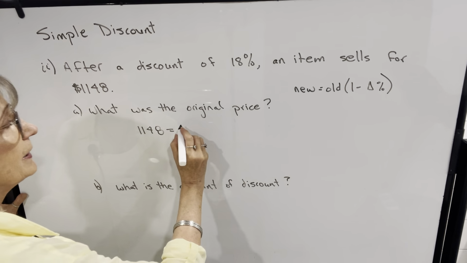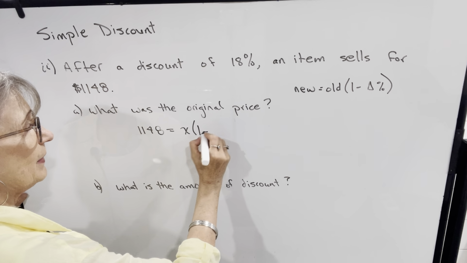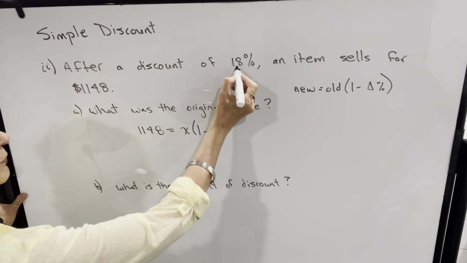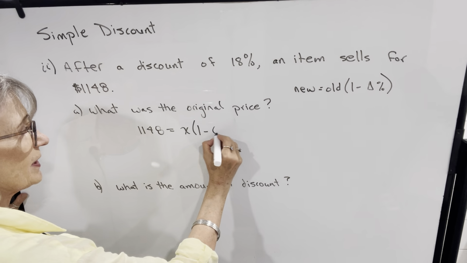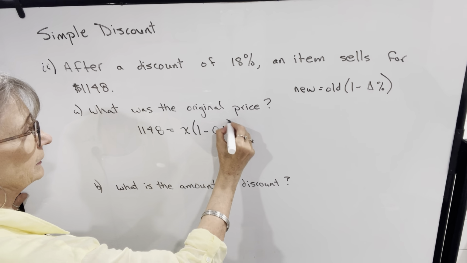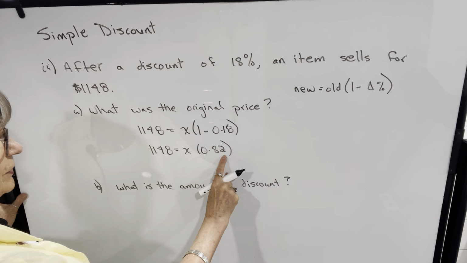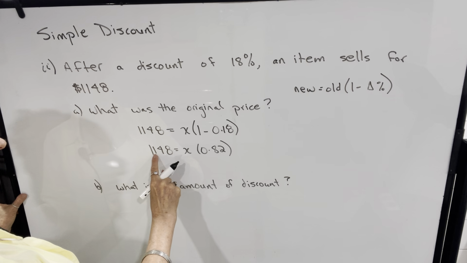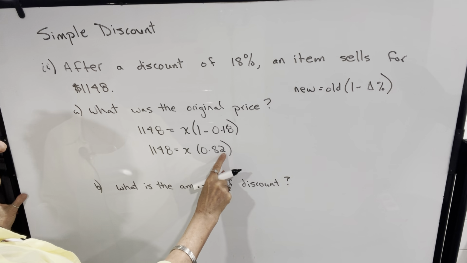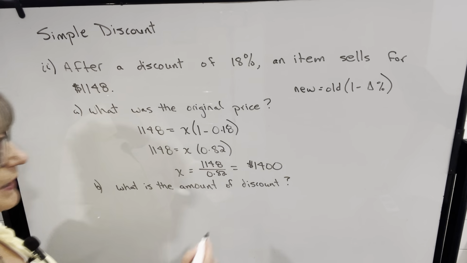I don't know that. That's going to be my X. And then I multiply by 1 minus the percent change, which is 18%. It's an 18% discount. As a decimal, that's 0.18. 1 minus 0.18 is 0.82. And in order to solve for X, I'm going to divide 1,148 by 0.82. When I do the division, I get 1,400. So that's my original price.